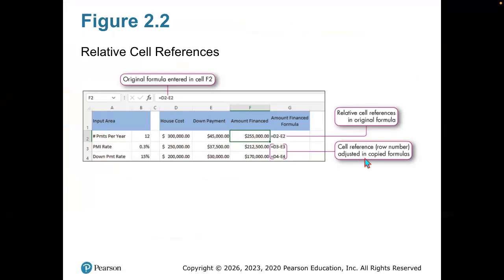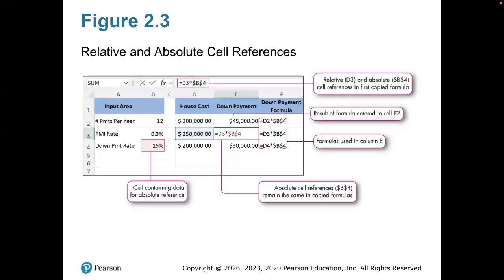So we can kind of see an example of this here, right? With our relative references, we're able to have it changed every single time that we use it. So we go from here, D2 minus E2, D3 minus E3, etc. So in an example like this, I'm just subtracting our house cost minus our down payment and seeing how much is our amount financed. So this makes it a lot easier when we're dealing with a lot of big numbers that we don't want to calculate over and over again.